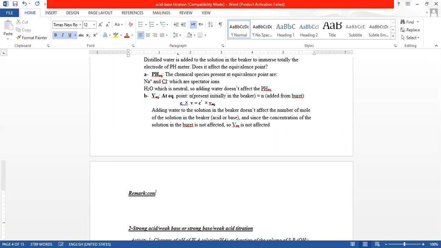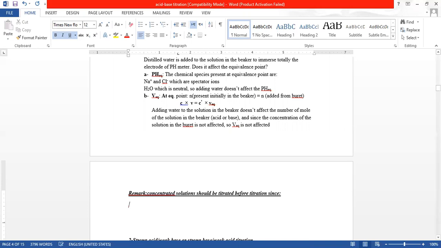فإذا concentrated solutions should be diluted before titration since، the first reason يا جماعة، high concentrated solutions need large volume to be added from the burette to reach equivalence.